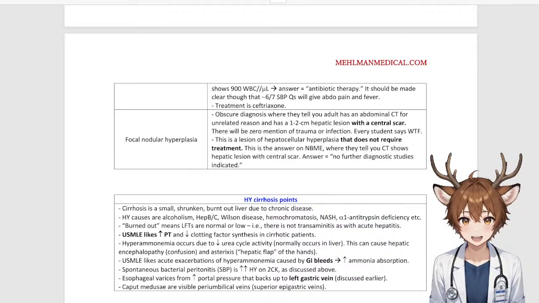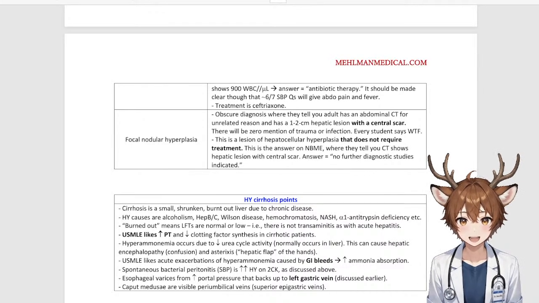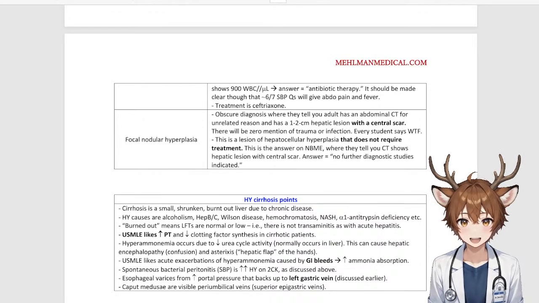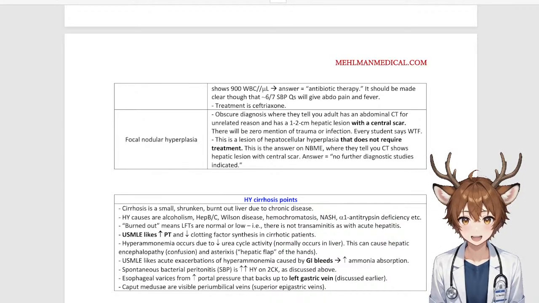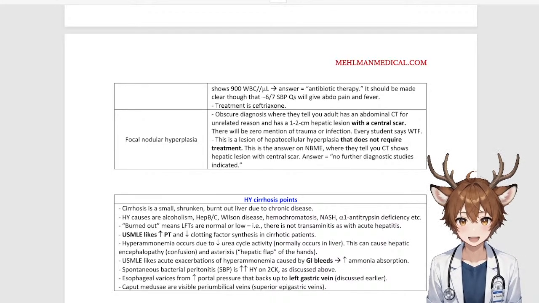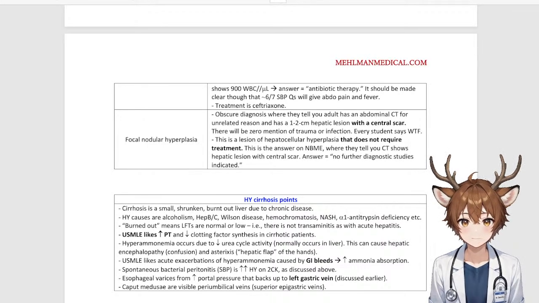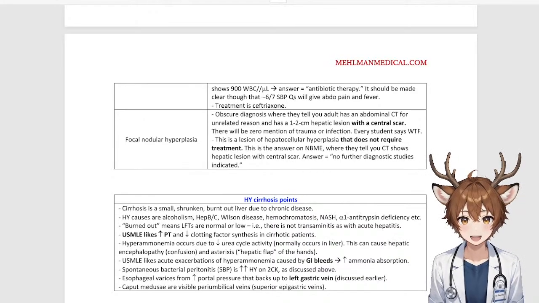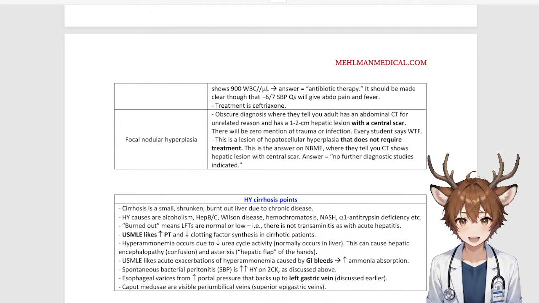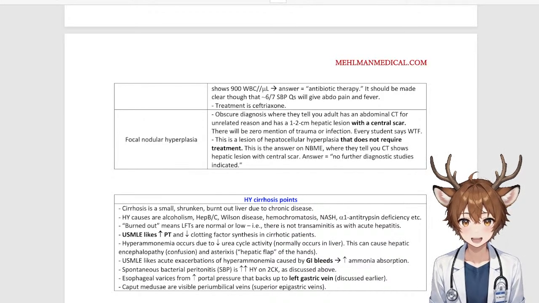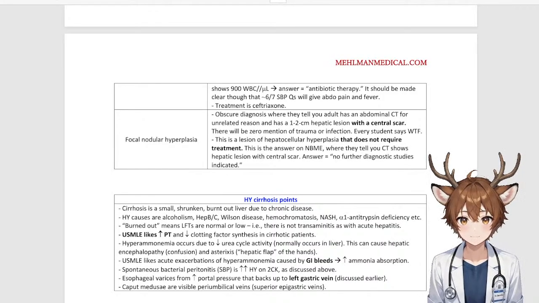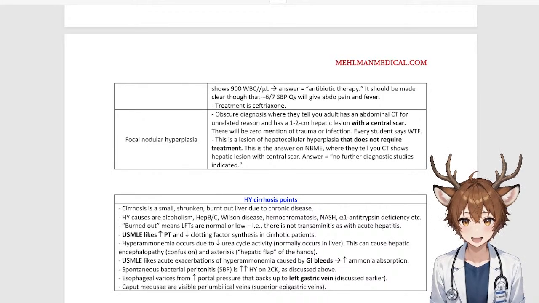Focal nodular hyperplasia. Obscure diagnosis where they tell you an adult has an abdominal CT for an unrelated reason and has a 1 to 2 centimeter hepatic lesion with a central scar. There will also be zero mention of trauma or infection. Every student says, oh my gosh, I don't know.